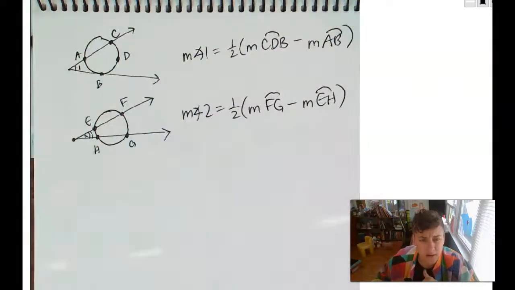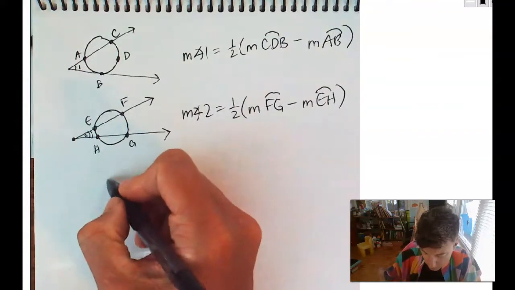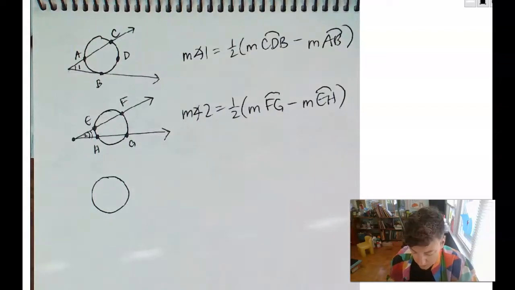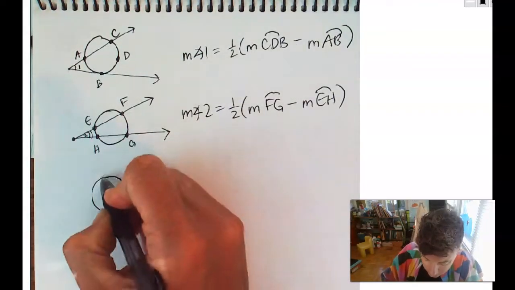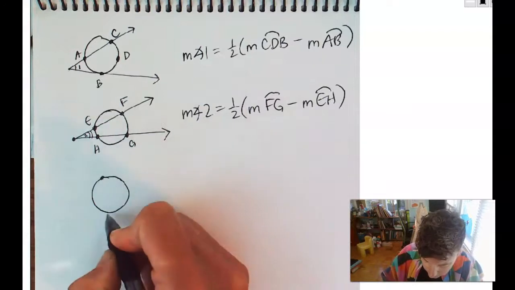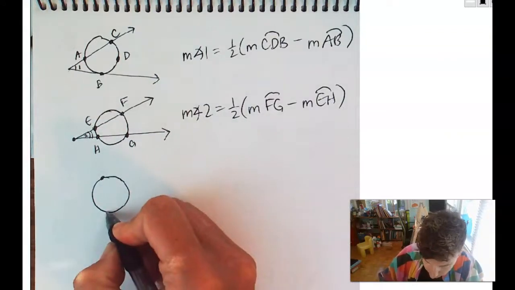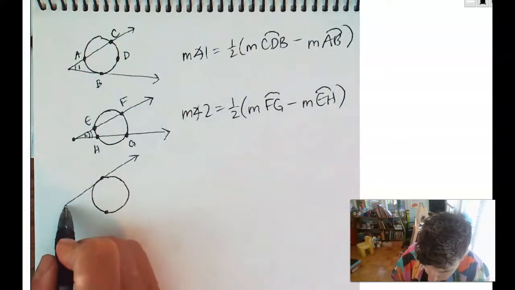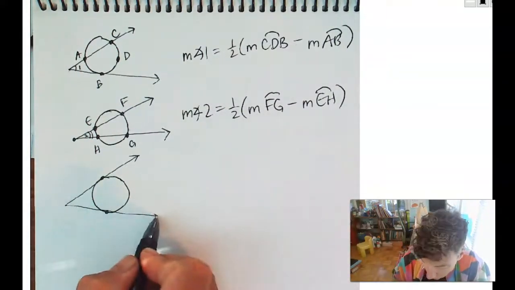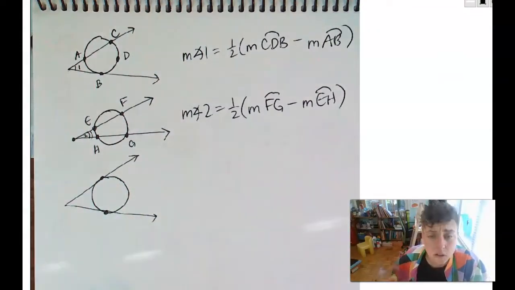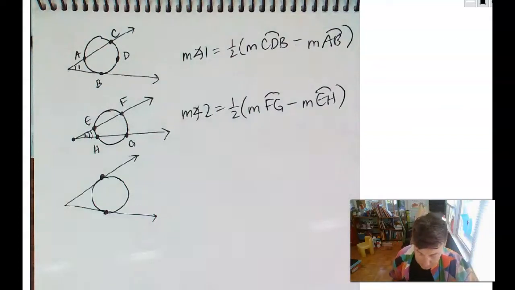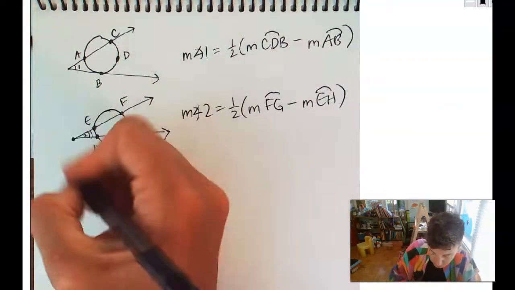And finally, our third form. So of course, start with a circle. This time we're going to have 2 tangents that make an exterior angle. That should be a tangent. Hopefully your drawing is prettier than mine. Okay, so this is going to be angle 3.